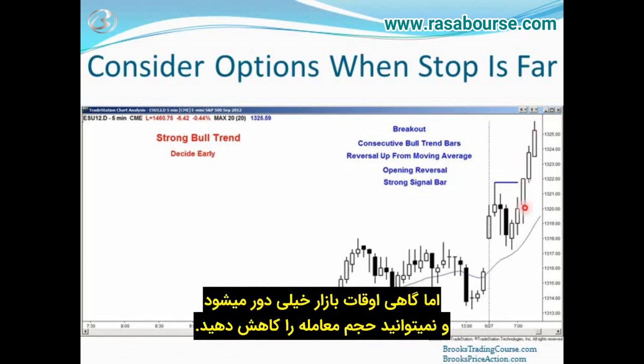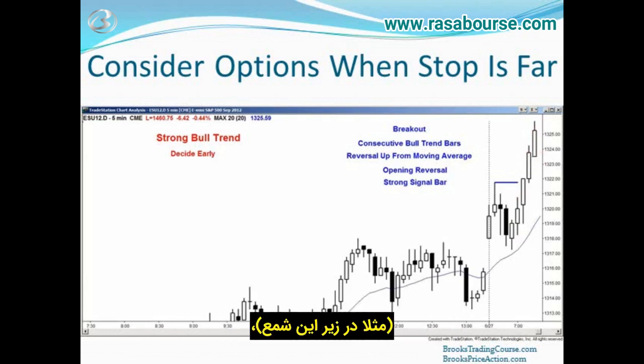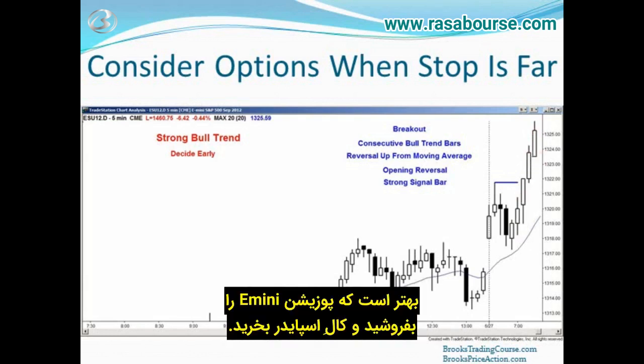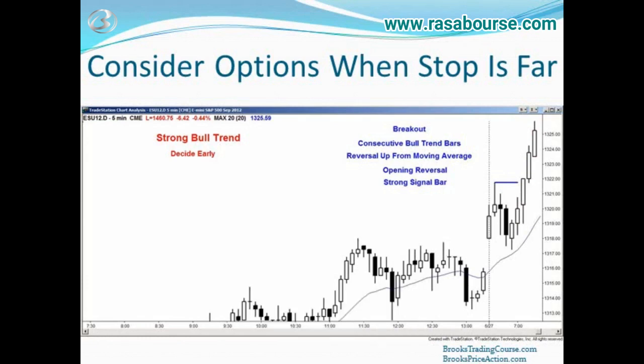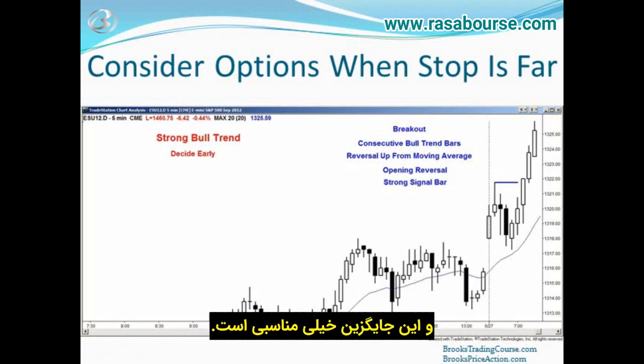But if it's too far away and you can't reduce your position size, instead of continuing to hold your E-mini and using a stop that might be too tight, like maybe below this bar, what you could do is simply sell out of your E-mini position and go ahead and buy a spider call, an at-the-money weekly spider call, and that would be a very good alternative.